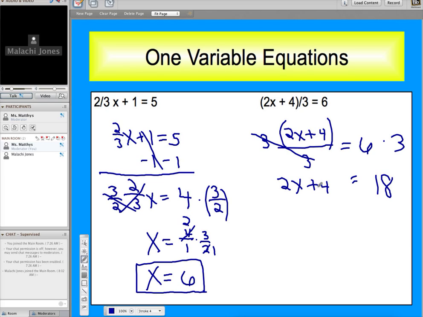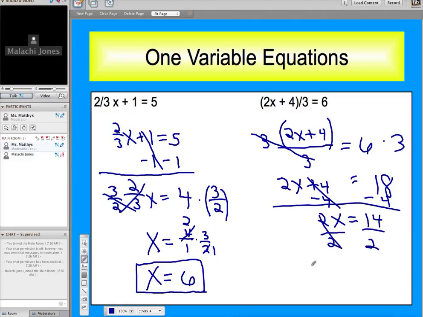Which one would you like to get rid of first, the 2 or the 4? The 4. Very good. How would I move that? Subtraction. Good. So on the left-hand side, we have 2x. And on the right-hand side, 18 minus 4. 14. Yep. How am I going to solve for x, Malachi? Divide by 2 on both sides. And what is x then? x equals 7.